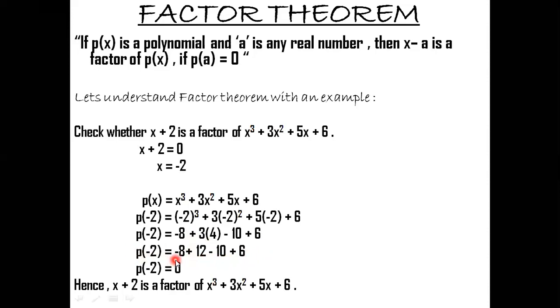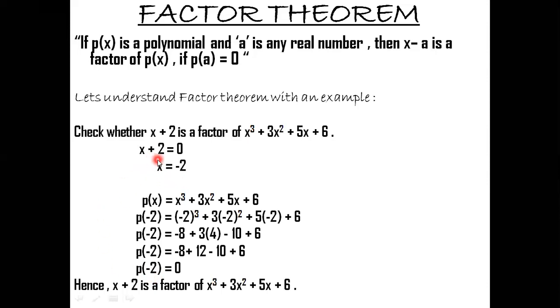Now when I solve it all together, that is minus 8 plus 12 minus 10 plus 6, what am I left with? I'm getting the answer as 0. And if I'm getting the answer as 0, I can conclude that x plus 2 is a factor. See, dear kids, I did not conclude that minus 2 is a factor. Where did I get minus 2 from?